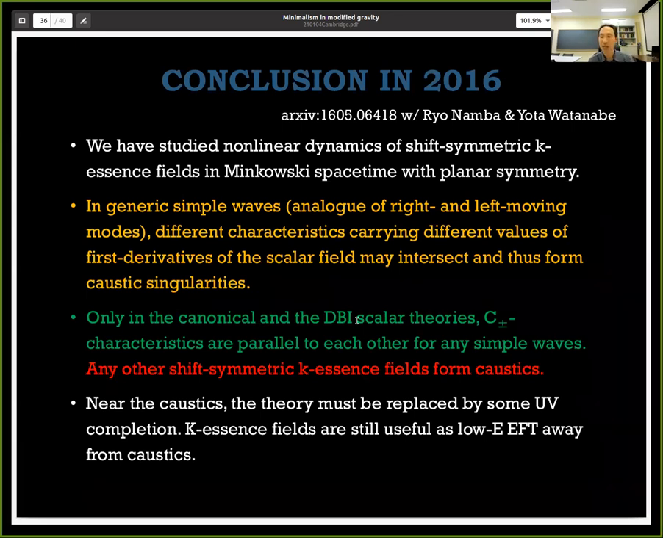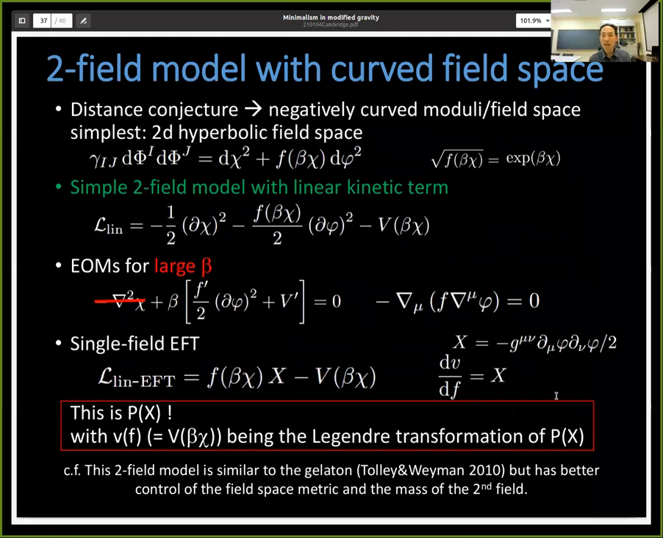Of course, we can take some limit to get another form of action, but they are still limits of DBI or canonical scalar. So we argued that the theory must be replaced by some UV completion, but K-essence fields are still useful as a low energy EFT away from caustics. That was our argument.